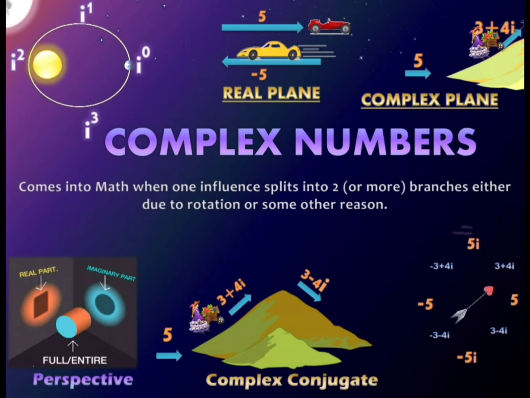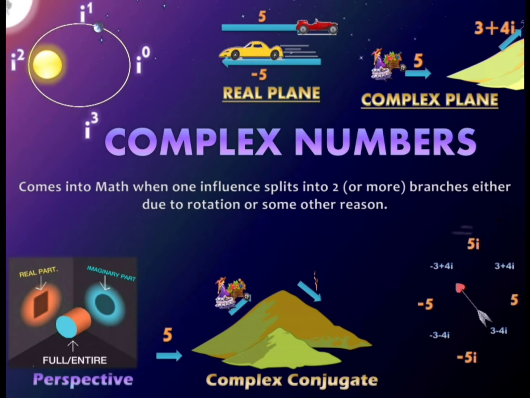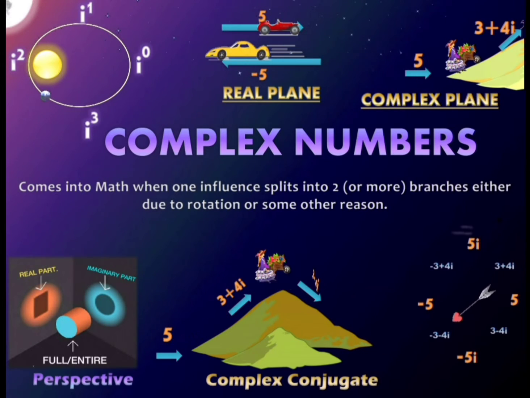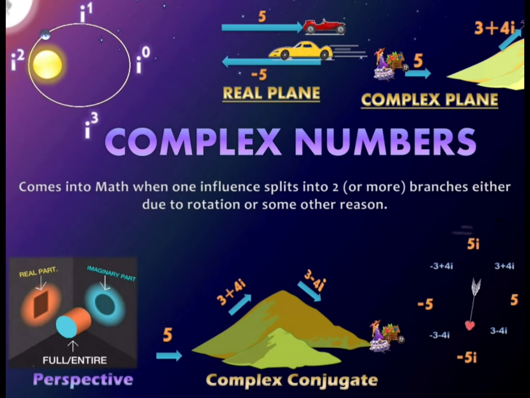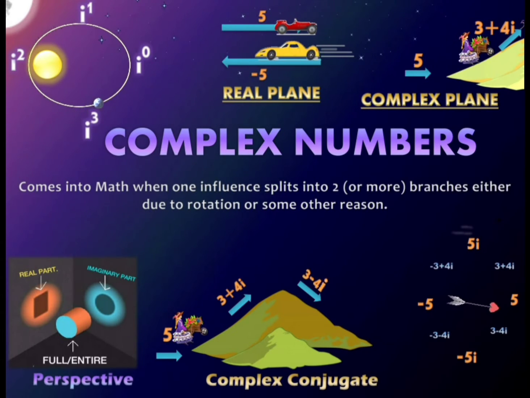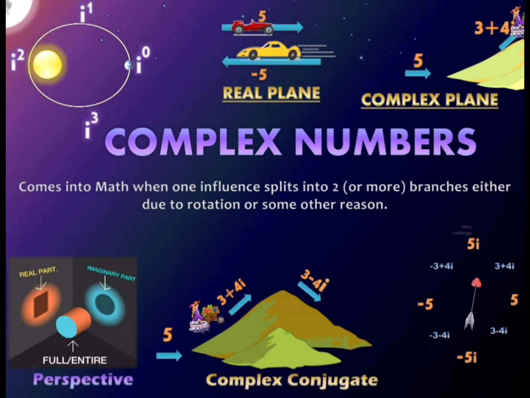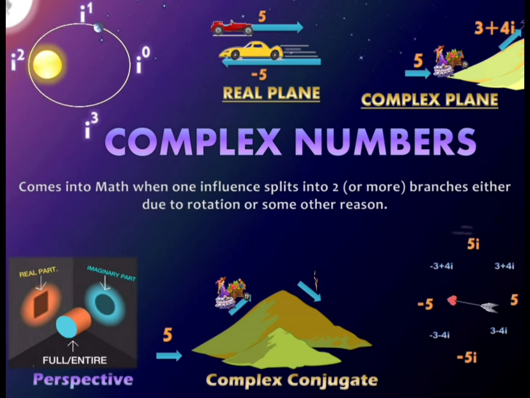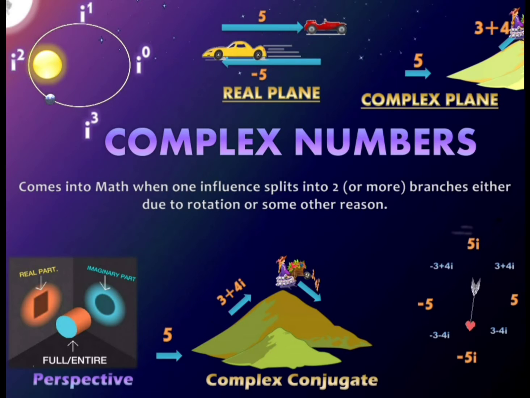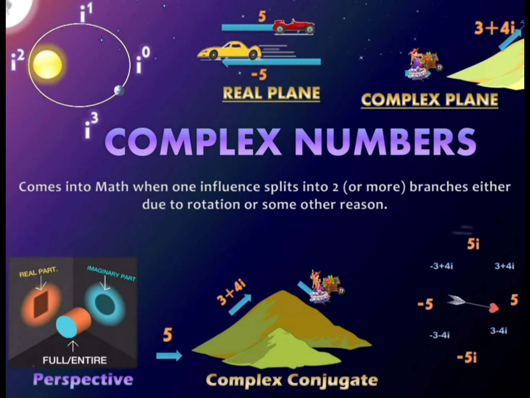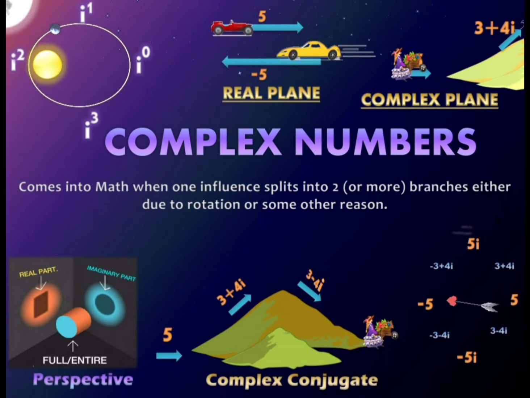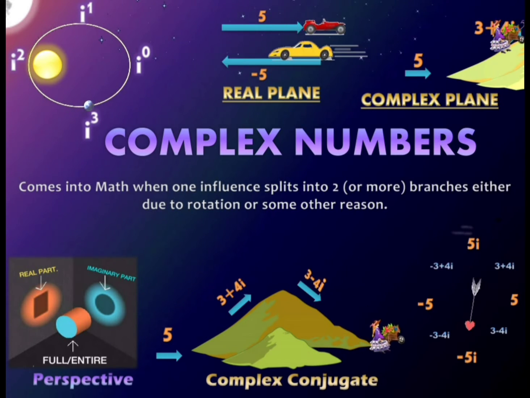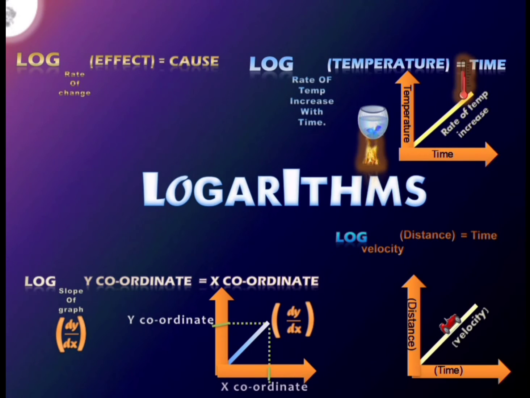What if someone tells you that complex numbers come into math when one influence splits into two or more branches either due to rotation or some other reason? One branch is called the real part, the other the imaginary part. What if an ebook tells you that complex conjugates are nothing but vertically opposite mirror images of each other? 3 plus 4i is like climbing the uphill of a slope and 3 minus 4i like going downhill.